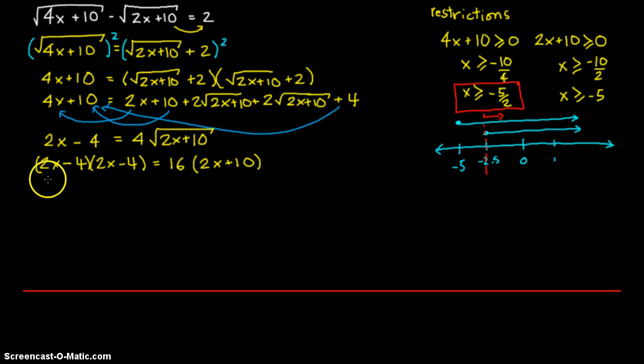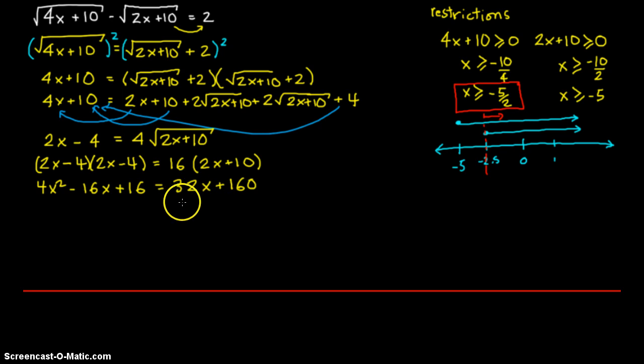2x minus 4 times 2x minus 4. I'm going to get a 4x squared. I'm going to get a minus 8x and another minus 8x. That's going to be a minus 16x. And then a plus 16. And that will equal 16 times 2x. That's going to be 2 times 16, that's 32x. And then plus 160.